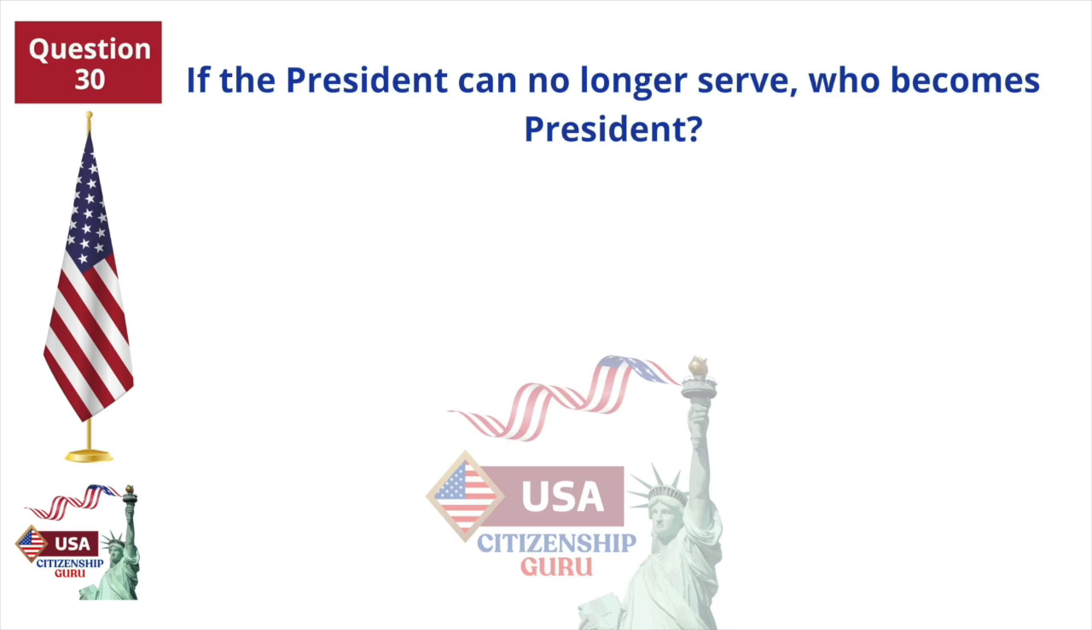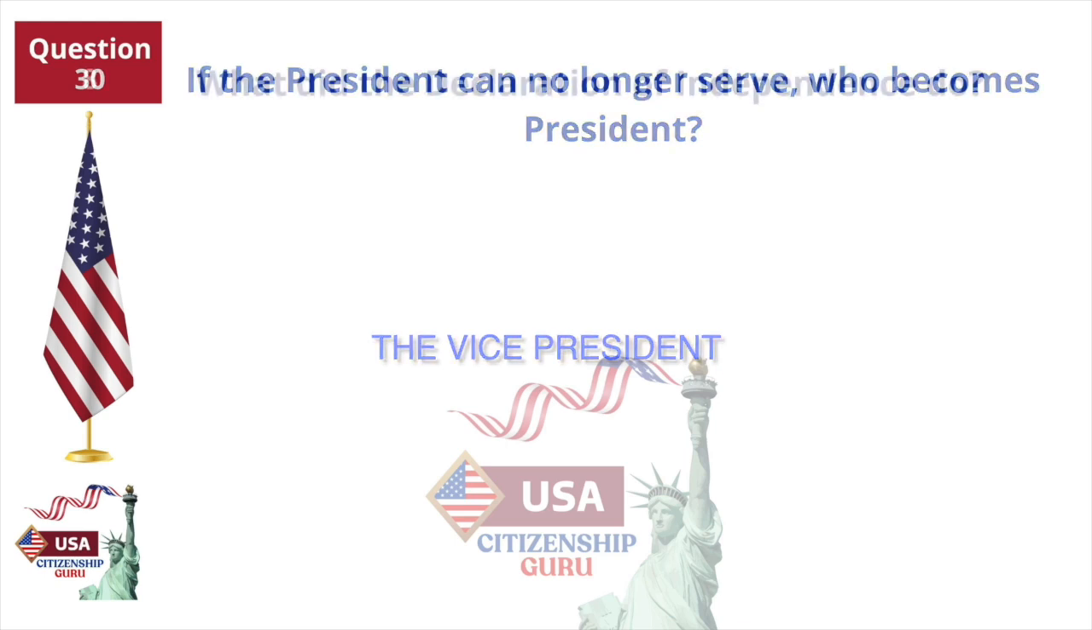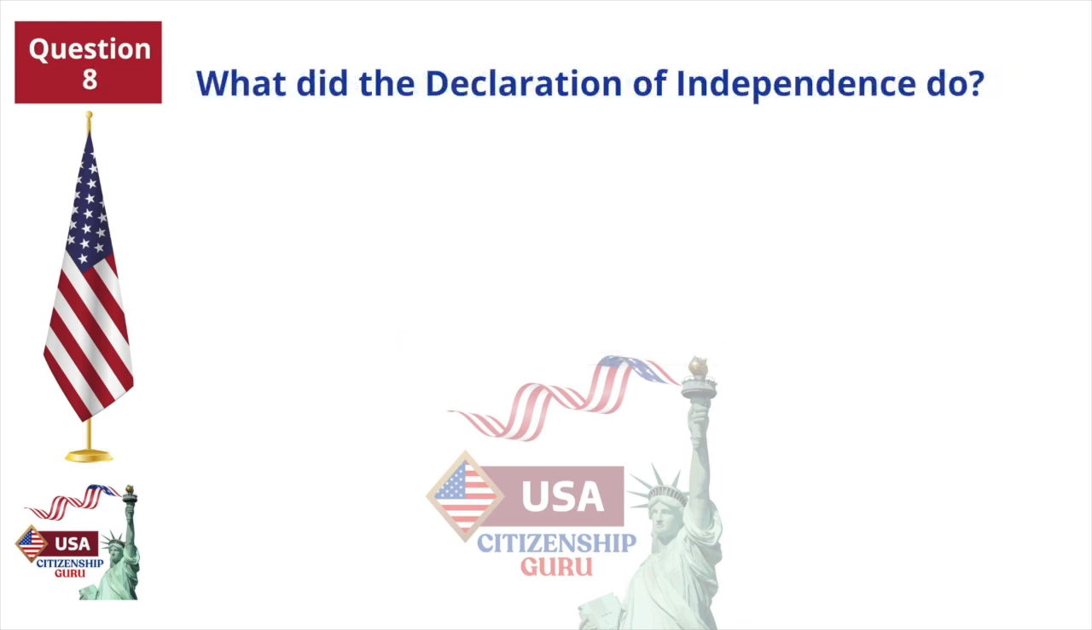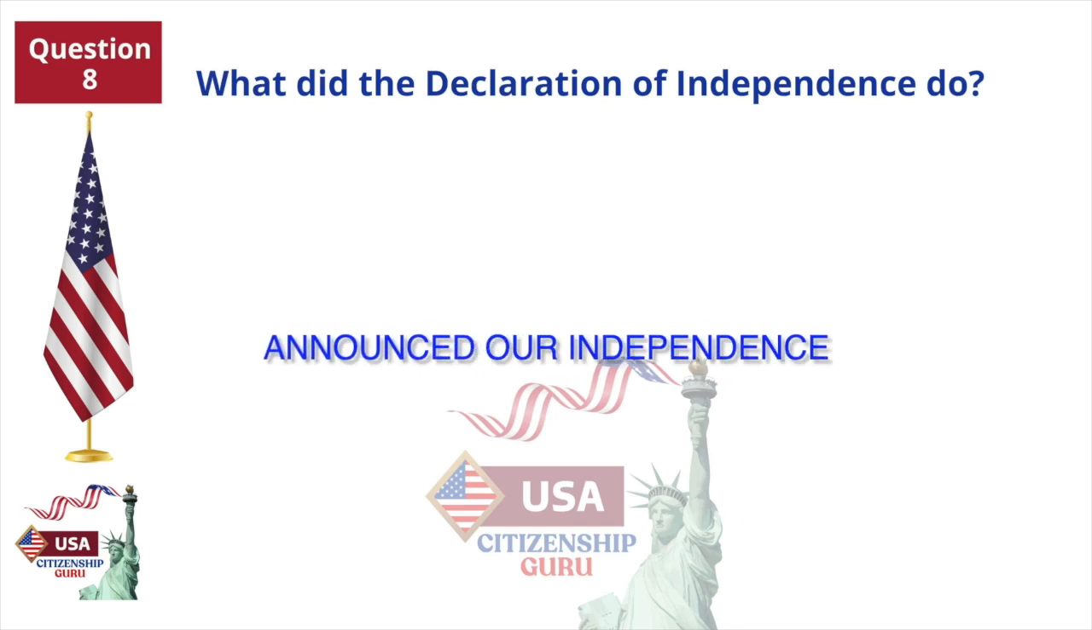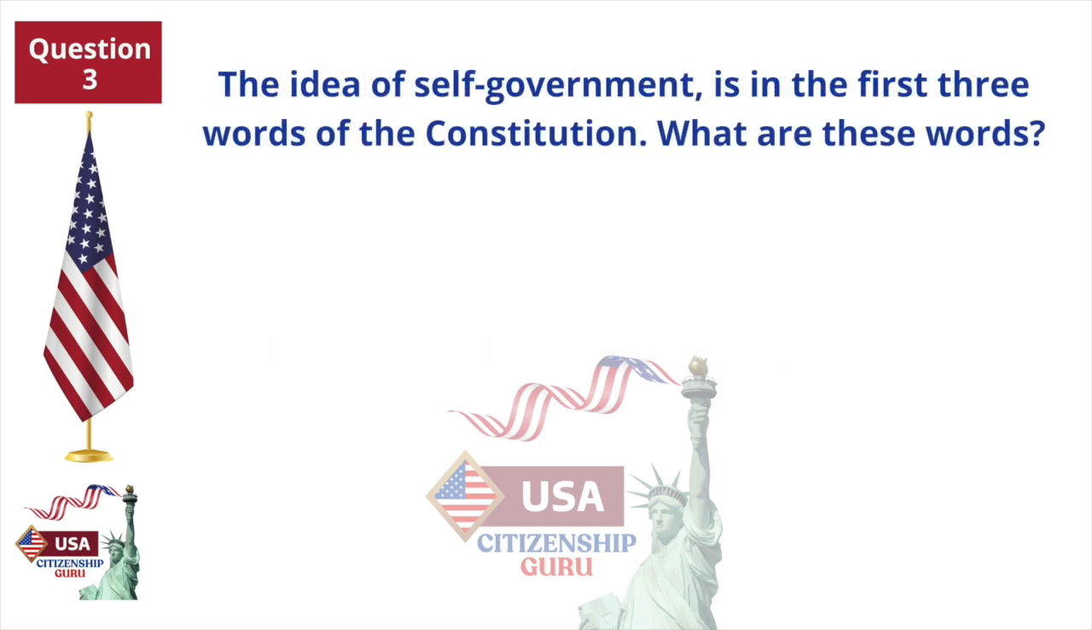If the president can no longer serve, who becomes president? The vice president. What did the Declaration of Independence do? Announced our independence from Great Britain. The idea of self-government is in the first three words of the Constitution. What are these words? We the people.